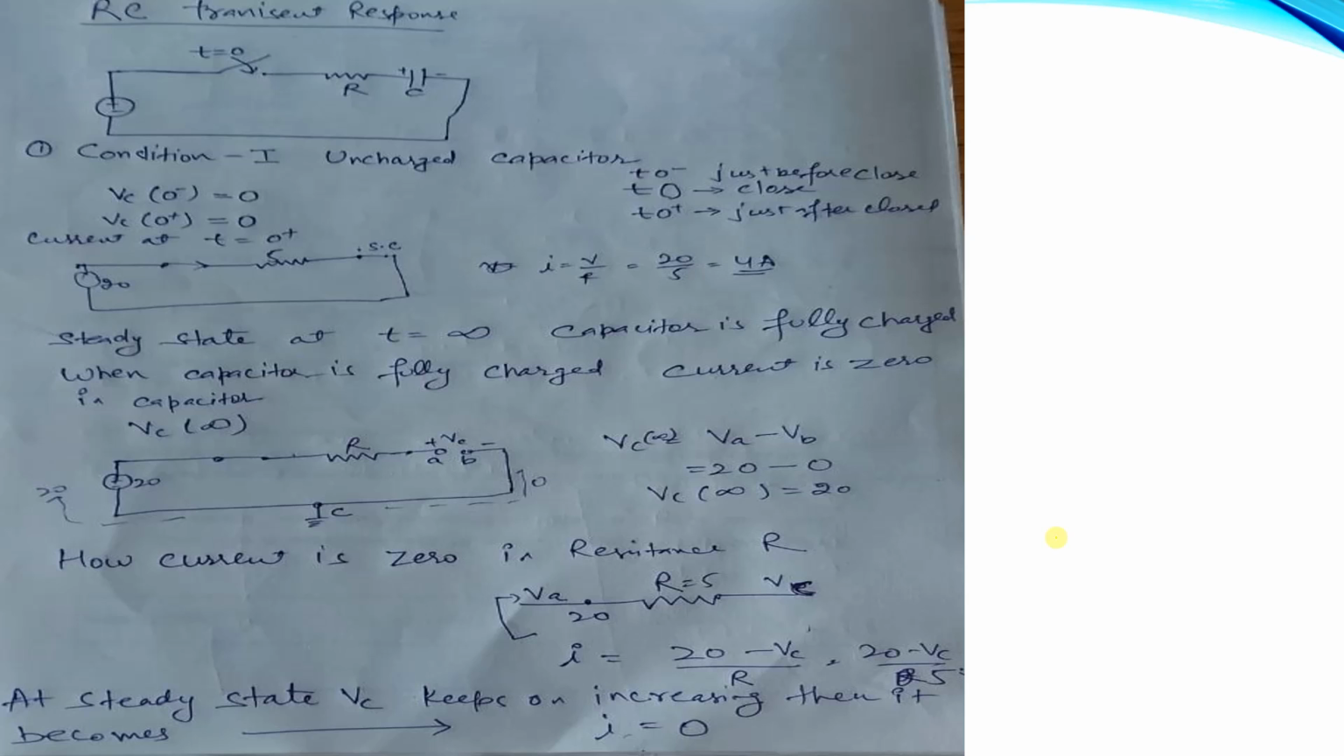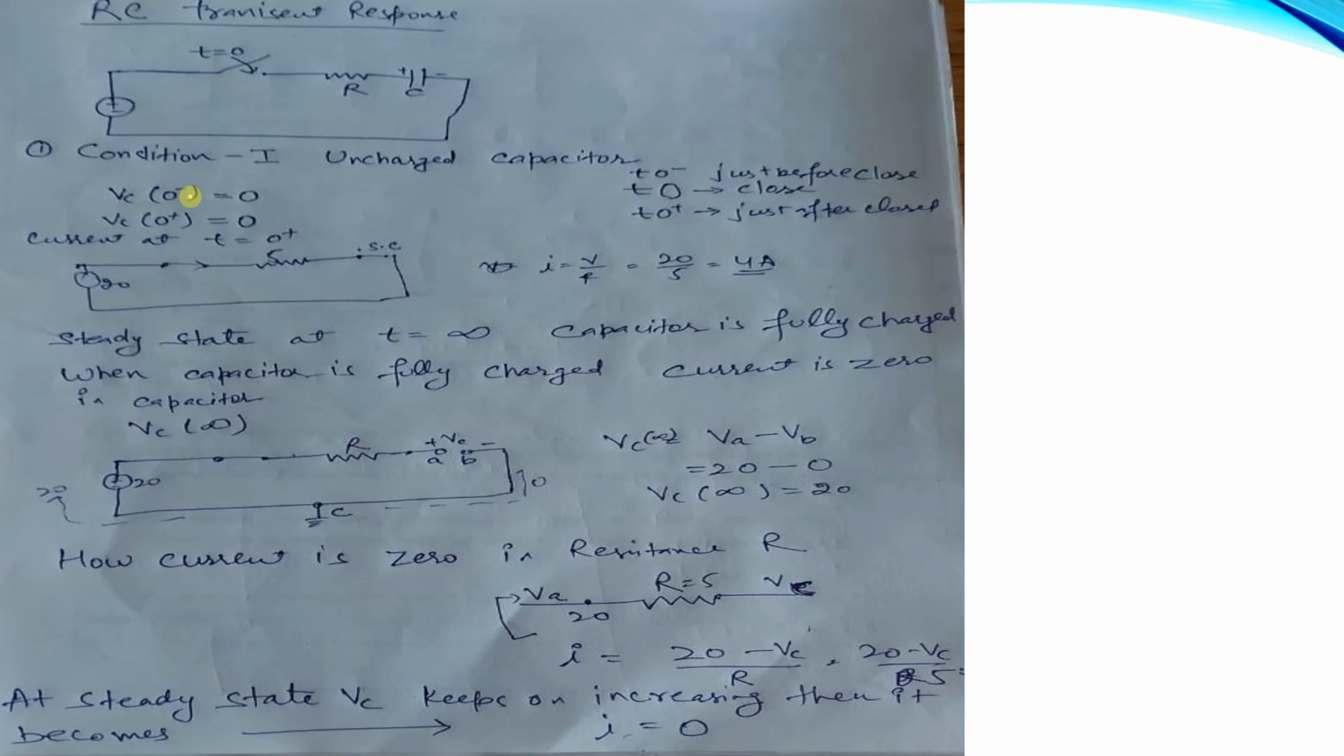Based on this, we have one numerical on RC transient response. We have a circuit in which the resistance and capacitance are connected across a switch and a voltage source. Condition 1: initially the capacitor is uncharged, there is no charge on the capacitor, and we consider Vc(0−) as the voltage just before closing the switch.